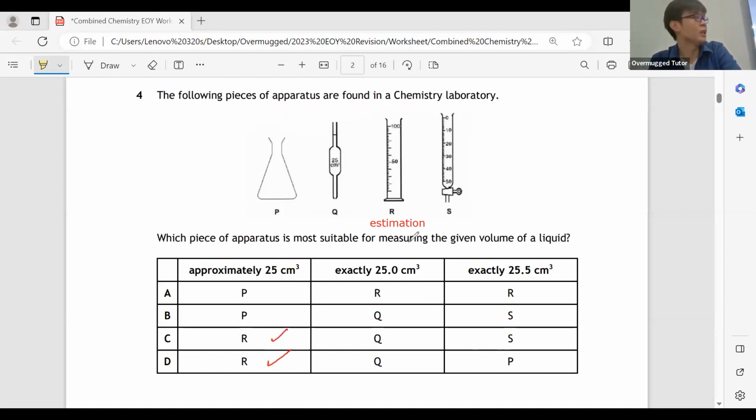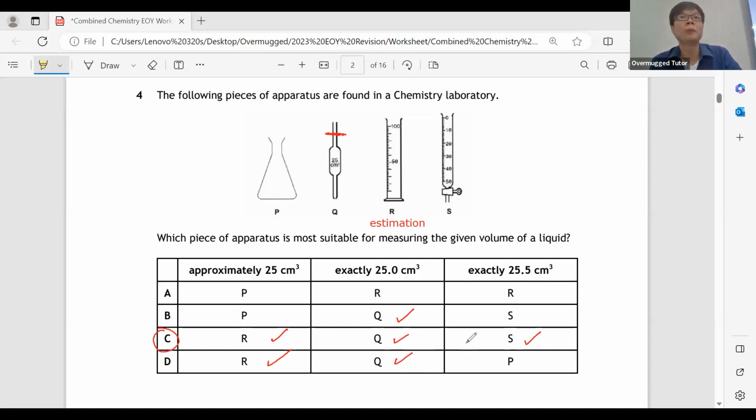Beaker and measuring cylinder, they are not accurate. And then your pipette comes in fixed sizes. If you have seen a pipette in your lab before, there's only one marking at the top over here. It can only measure one volume. So exactly 25.0 will be pipette. And then your burette will be the most accurate, can measure up to 1 dp or even 2 dp. So answer will be this C.